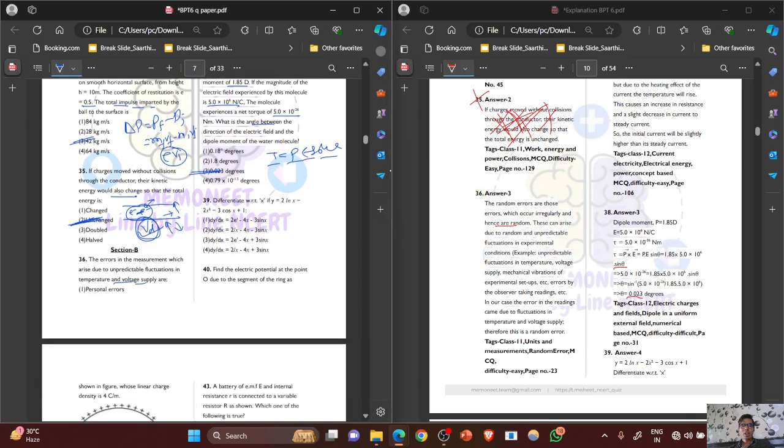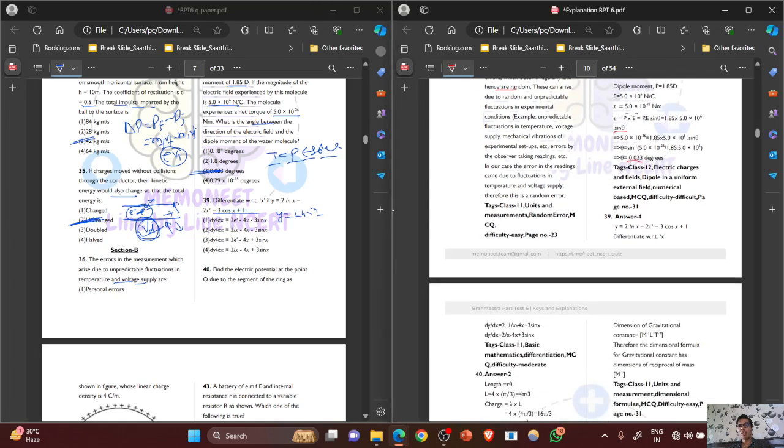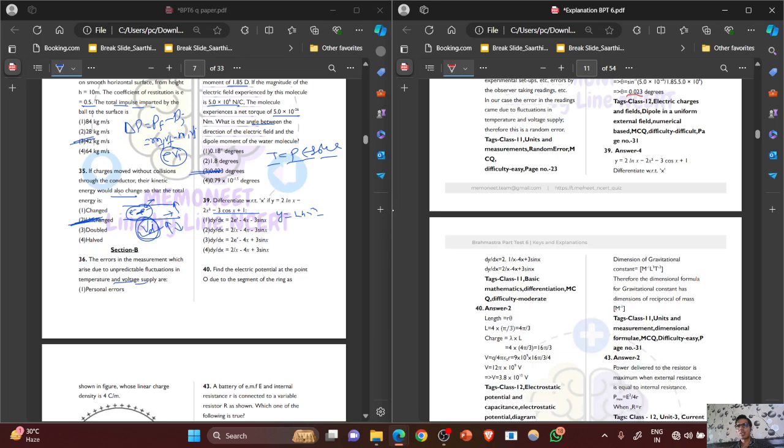Now moving ahead. Differentiate with respect to x. It is y equals 2 ln x minus this. It's just a differentiation question, you can do it. Just do the differentiation. The derivative of ln x is 1 by x, and of x squared it will be 2x, and of cos x it will be minus sin x. So this will be your answer. Check it.